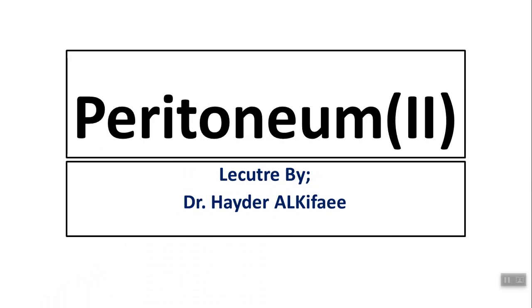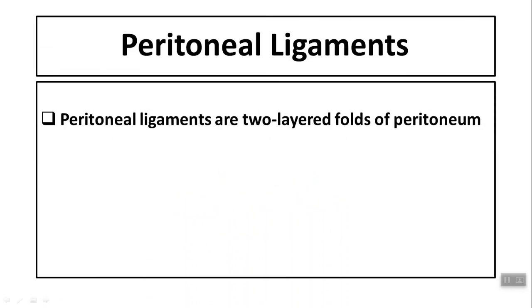هذه هي المحاضرة، تكملة محاضرة البريتونيوم. قلنا أن البريتونيوم it has the ability to form a double layer. From these double layers it will form certain structures. المحاضرة السابقة سميناها الأومنتا أو الأومنتم. هاي المحاضرة we have another structure that is formed by a double layer, which is called the peritoneal ligaments.